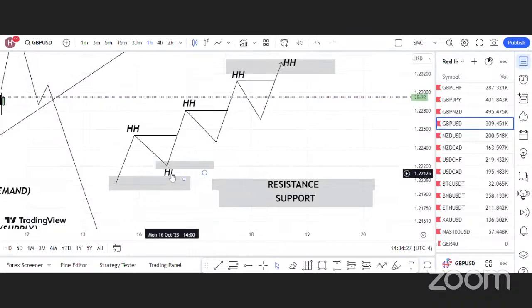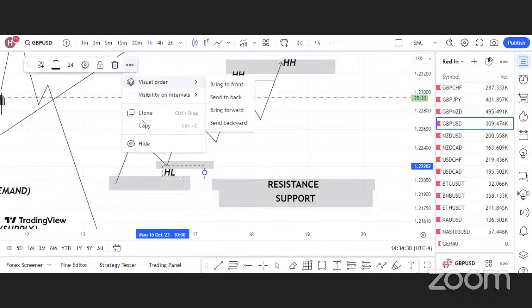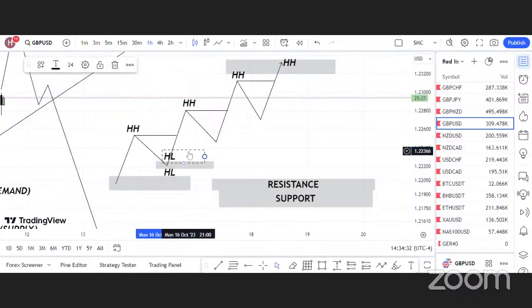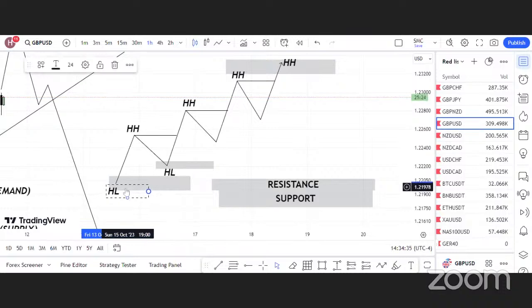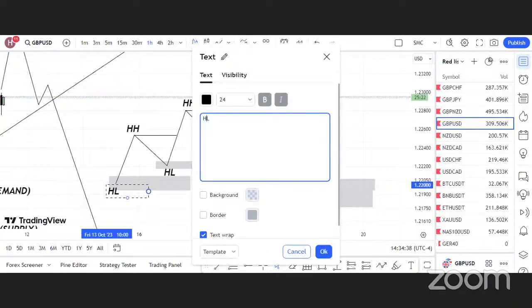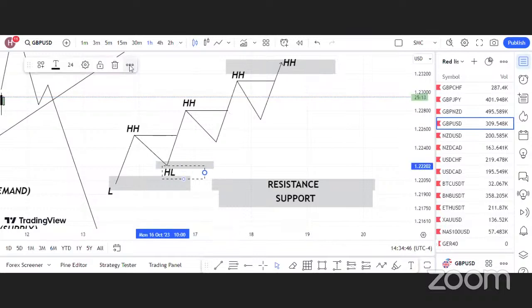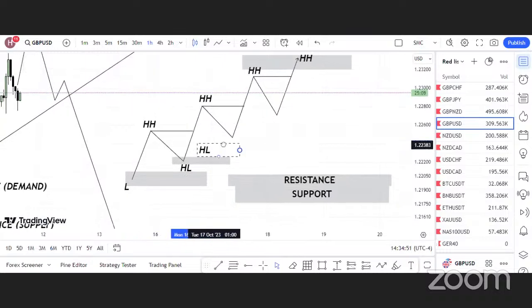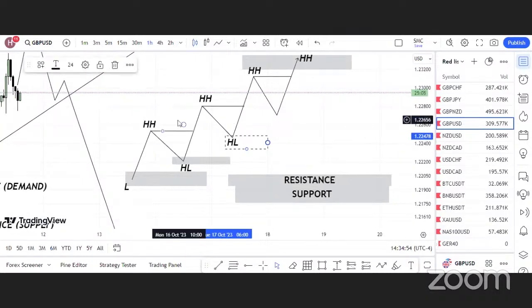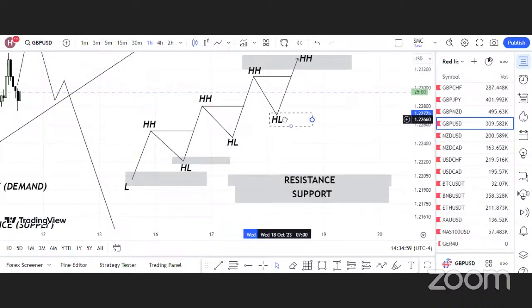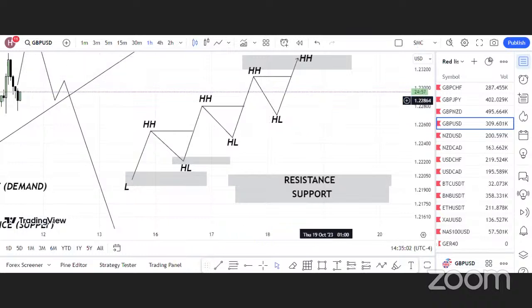So here we have higher low. Let's clone this. This is a low, but we have higher lows. Clone this. Move it here. Let's clone it again, then move it here. So now, look how the market has been moving to the upside.